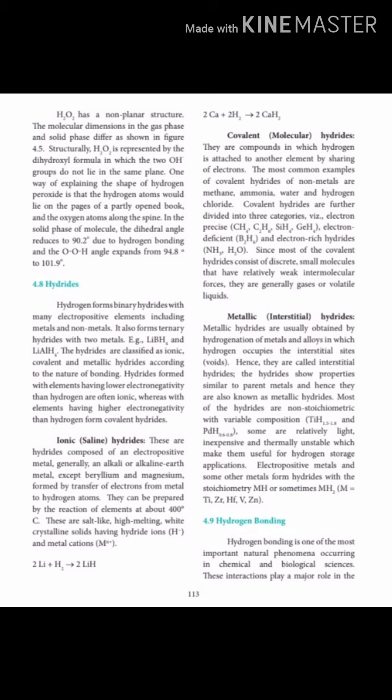The last, third one, metallic hydrides. Metallic hydrides are usually obtained by hydrogenation of metals and alloys in which hydrogen occupies the interstitial sites. Hence, they are called interstitial hydrides. These hydrides show properties similar to the parent metal and hence are also known as metallic hydrides. Most of the hydrides are non-stoichiometric with variable composition. Some are relatively light, inexpensive, and thermally unstable, which makes them useful for hydrogen storage applications.